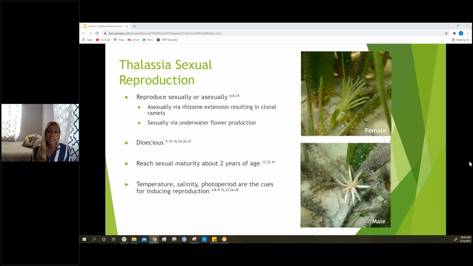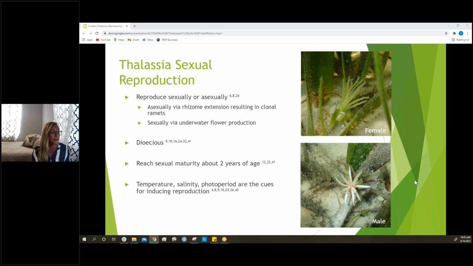Sexual reproduction is done through submerged flower production, and if it is successful, it results in high genetic diversity. Thalassia is dioecious, meaning that it has separate male and female plants. Sexes are distinguishable visually if they're actively undergoing sexual reproduction. This top photo shows a picture of a female. It's typically yellow to greenish in color.